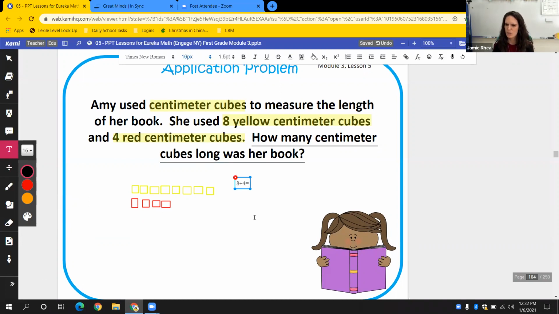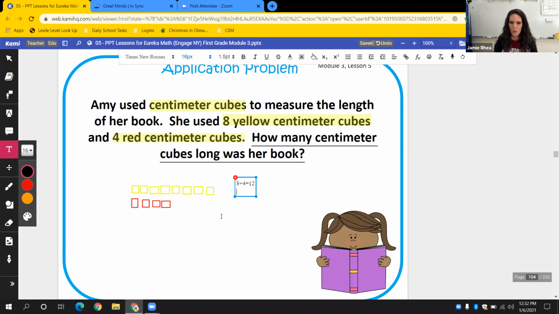What is 8 plus 4? Well, I can solve that a few ways. I can count on in my head, make 10. We know a lot of ways we can do this. I can count my pictures. So let's just count on: 8, 9, 10, 11, 12. So how many centimeter cubes was my book?